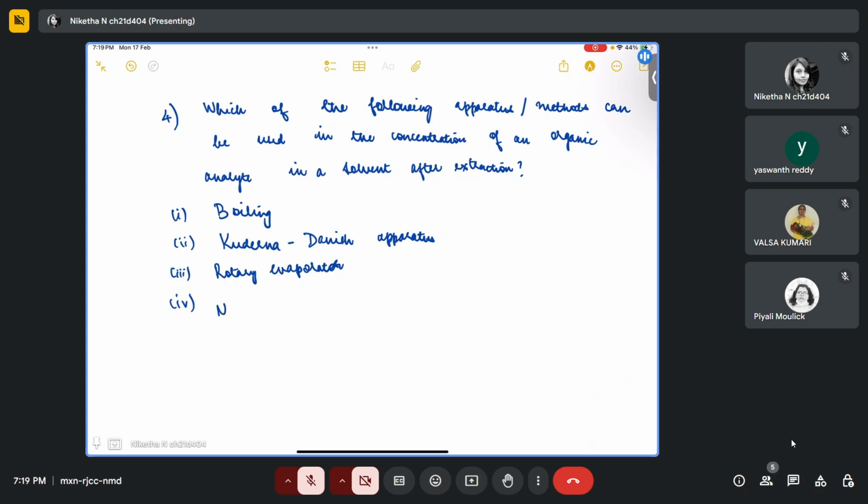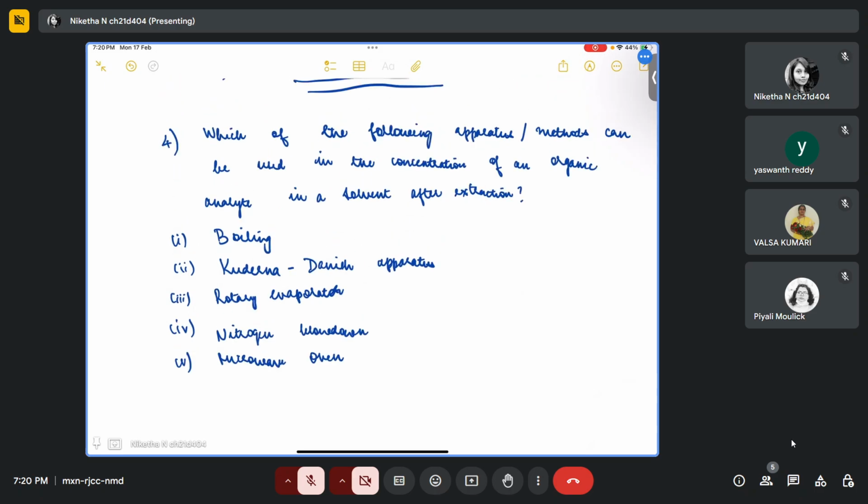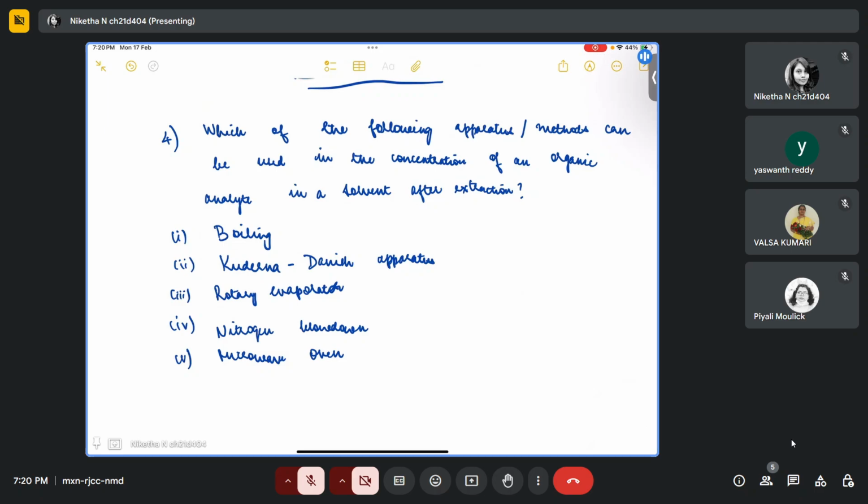Fourth one is nitrogen blowdown. Fifth one is microwave oven. So, can we use boiling?